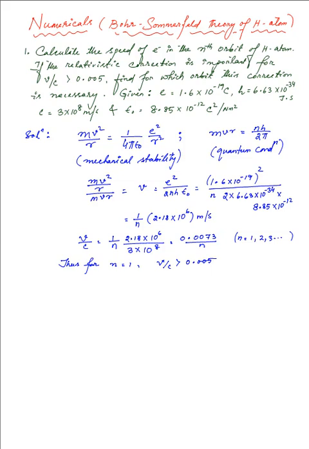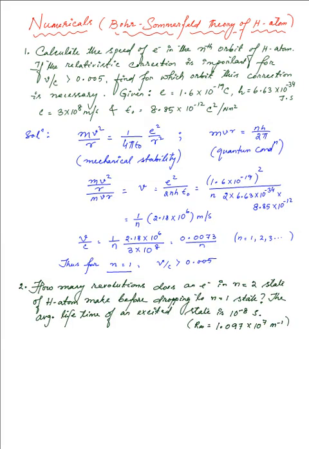Now n can have the values n is equal to 1, 2, 3, and it goes on, and from that what we get to know is that for n is equal to 1 only, V over C is going to be greater than that factor that has been provided, that is 0.005. For other values of n, ranging from 2, 3, and so on, the values will be less than 0.005. You can check for yourself, and that is why the relativistic correction is necessary for the n is equal to 1 orbit.